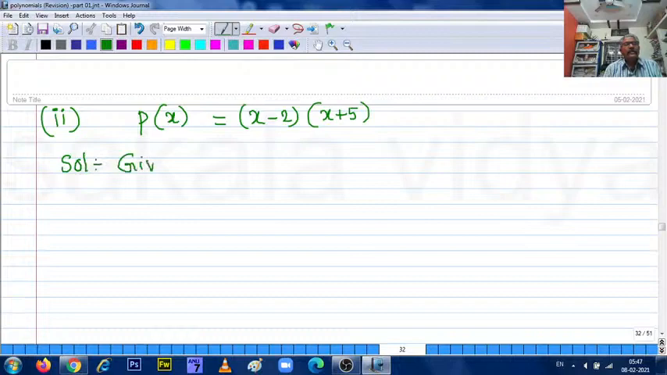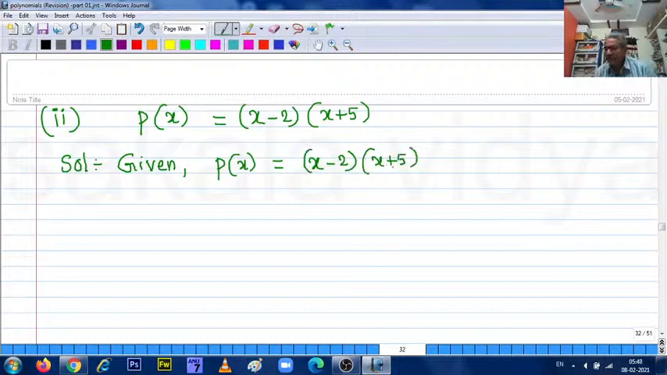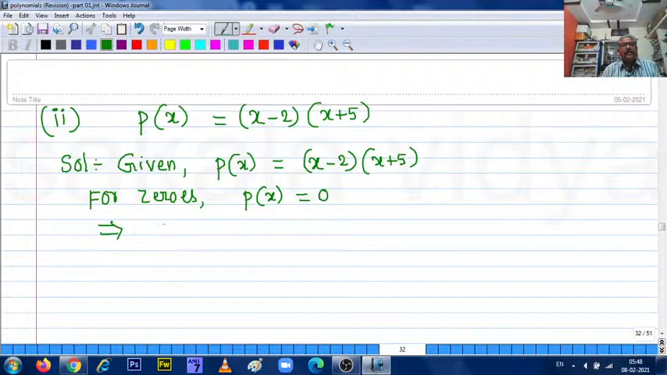First, given: write down what the given data is. Given p of x equals x minus 2 into x plus 5. First read the question comprehensively. The question is related to finding the zeros of the polynomial. That's very important, you need to keep in mind. As you are asked to find the zeros of the polynomial, the polynomial is being equated to 0. So now for zeros, p of x is equated to 0. So what do you get? Obviously, we get x minus 2 times x plus 5 equals 0.